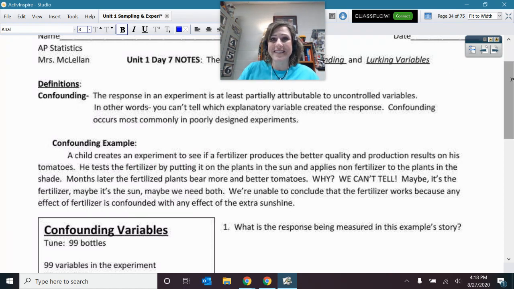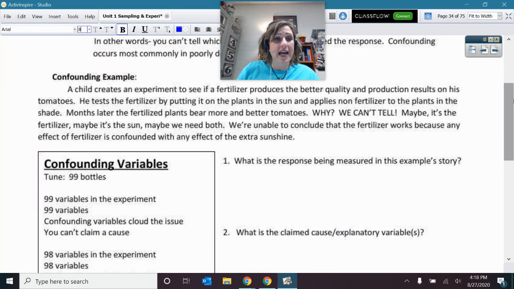Okay, so let's look at an example. Here we have a situation where a child creates an experiment to see if a fertilizer produces better quality and better production results on his tomatoes. He tests the fertilizer by putting it on the plants that are in the sun. Here are the plants over here, they're in the sun. He puts the fertilizer on them. And then over here, these tomato plants do not have fertilizer. And these plants over here are in the shade. So this one has fertilizer and sun. This one, no fertilizer, and no sun either.